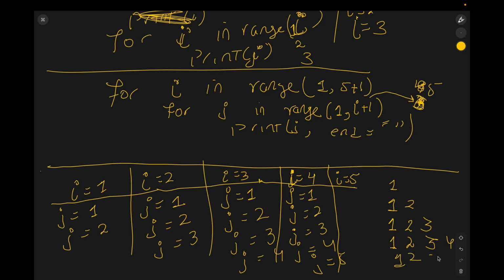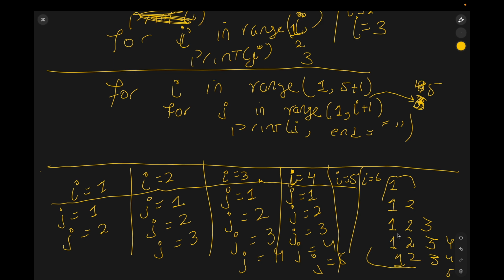You will get here 1 2 3 4 5, right? Once this condition fails, again you will go back to this for loop. This i becomes now 6. You will check, is 6 less than 6? No, you will stop here. This is the pattern you will get.